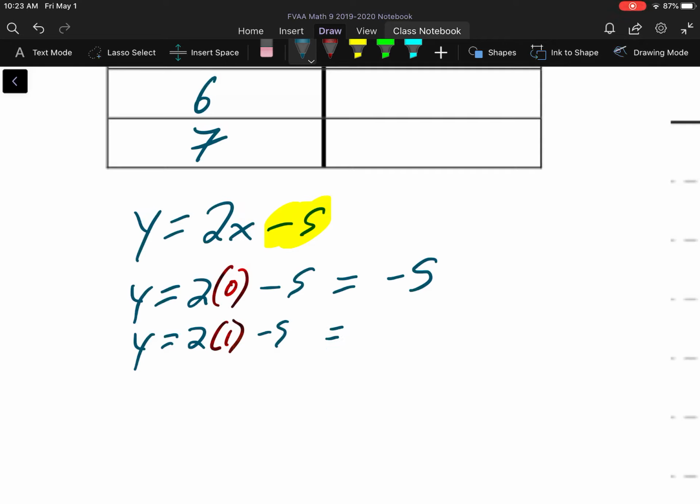Y is equal to 2 times 1 minus 5. So this is 2 minus 5, which is negative 3. Y is equal to 2, plugging in 2, minus 5 is equal to negative 1. Y is equal to 2, plug in 3, minus 5, which is equal to positive 1.